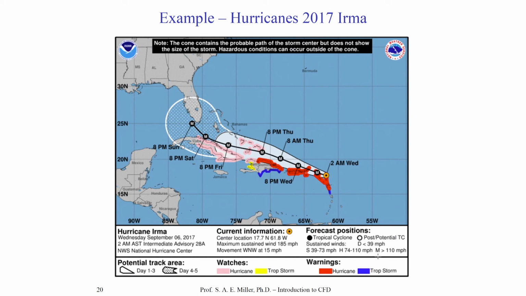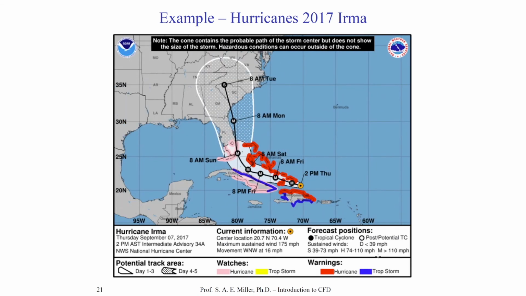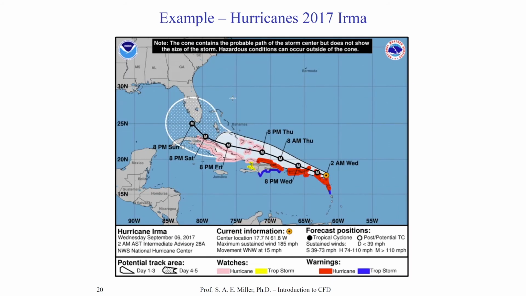At a very short time later, on the next slide, on 2 p.m. on Thursday, which is only, I think, 36 hours later, it still remains a major hurricane, but instead of hitting the Florida Keys directly, it would be hitting something closer to Miami and going up the east coast instead of, say, going up the west coast.